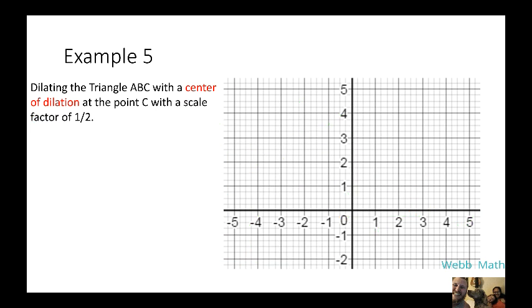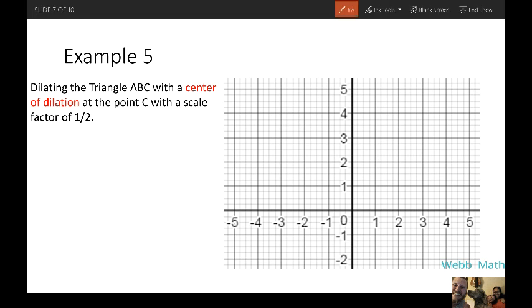Example 5, dilation of a triangle ABC with a center of dilation at point C with a scale factor of 1/2. So let me go ahead and draw again. This time I'm going to do a little bit faster. So let's say we have, yeah, sure. Let's say we have a triangle.